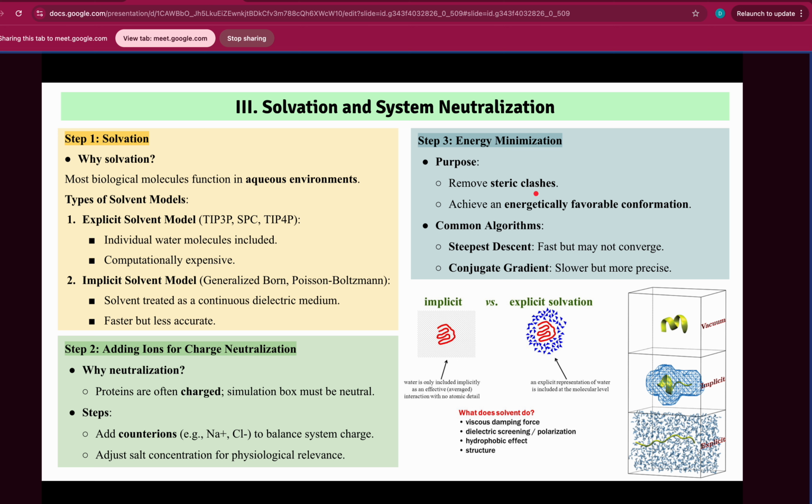It removes the steric clashes and achieves the energetically favorable conformation, which is supposed to be closest to my native conformation. The common algorithms which we generally use in this case are steepest descent and conjugate gradient. Steepest descent is fast but it may not converge, and conjugate gradient is slow but more precise. We'll see these algorithms also, so don't worry about it.